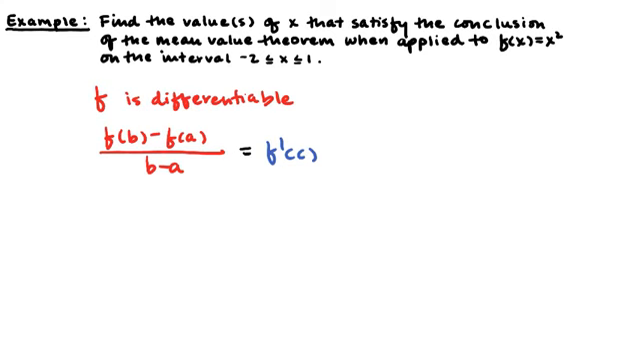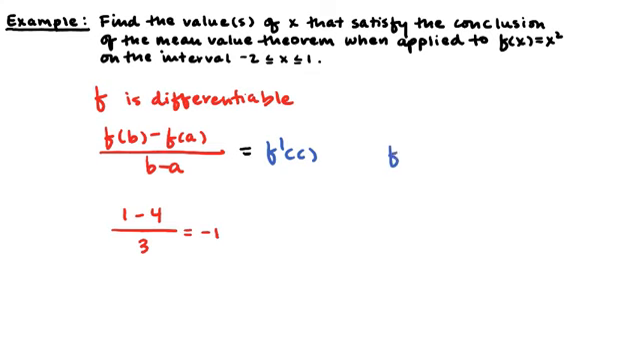Well, what we're going to do is find f of b. F of b is 1 squared, which is 1. Minus f of a, which is -2 squared, which is +4. Divided by 1 minus -2, which is 3. So 1 minus 4 over 3 is equal to -1. That means that f prime of c has to equal -1.